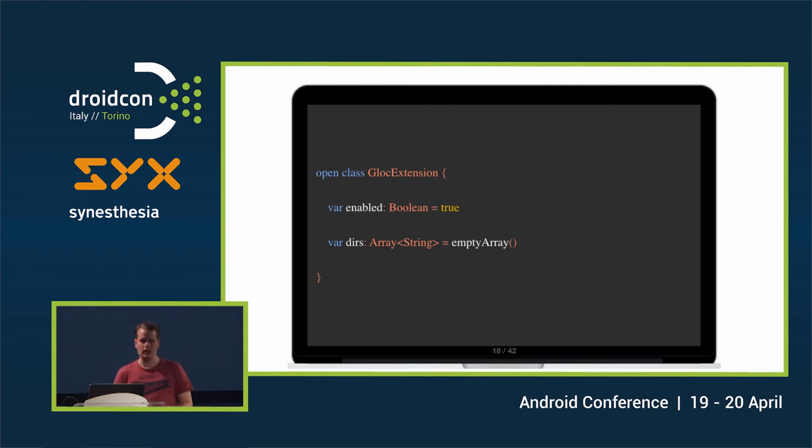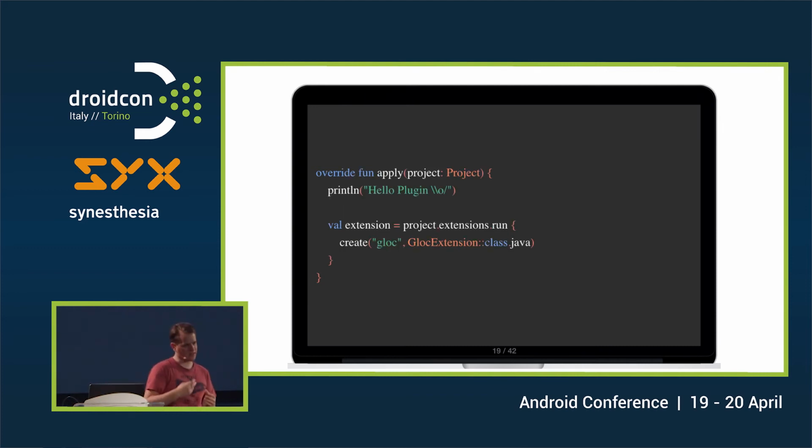But that's not all. We have to register that extension to Gradle. How do we do that? Well, back to our apply method, we can call project.extensions, which will return an extension container. And there we can call create with a name of the extension as the first parameter. It's more or less the root. And the second parameter is the type of the extension. So that creates the Glog extension for our plugin.